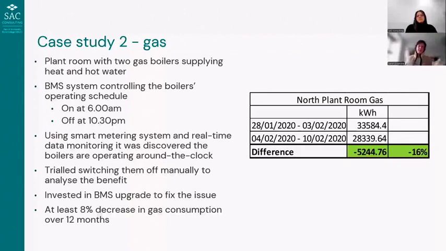Now, the building management system, or the BMS, is basically a platform where you can connect everything that runs on electricity and automatically set things to turn on and off, similar to our smart home appliances, I guess. The BMS was set up for these boilers to come on at 6 o'clock in the morning as the shopping center opened, and then turn off at 10:30 p.m. when the shopping center closed.